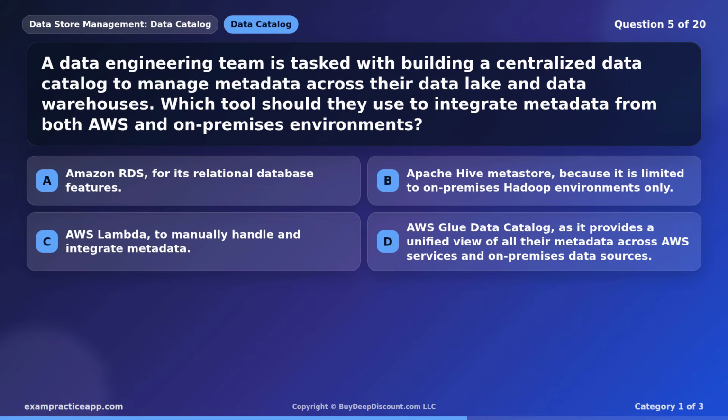sources. Explanation. AWS Glue Data Catalog is an ideal choice as it serves as a centralized metadata repository that integrates with various AWS services and can connect to on-premises data sources. This allows the data engineering team to manage metadata seamlessly across their entire data landscape.